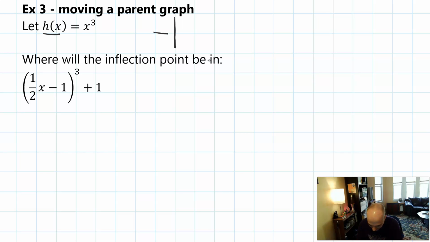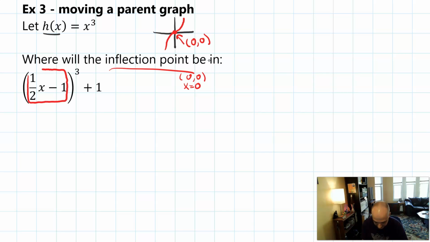Remember what I mean by inflection point is that turning point right at 0, 0, where it switches from concave down to concave up. So the inflection point is at 0, 0 in the parent. So I need to know, where does 0, 0 move to? So I need to figure out what in this transformation will make the piece that I've just boxed equal to 0, so that I can cube that value to create the inflection point.